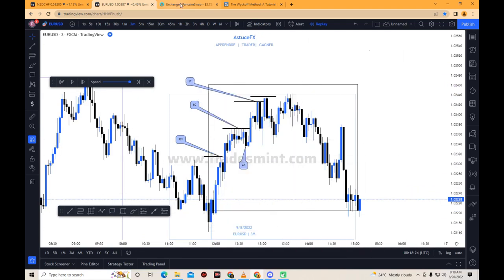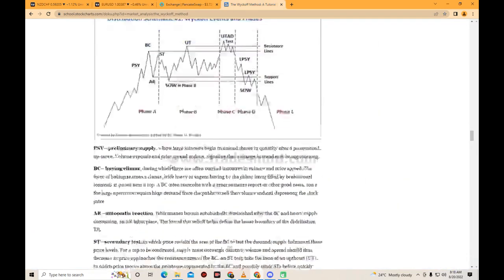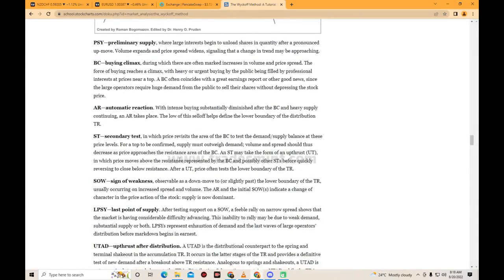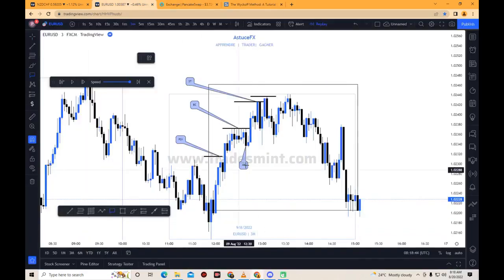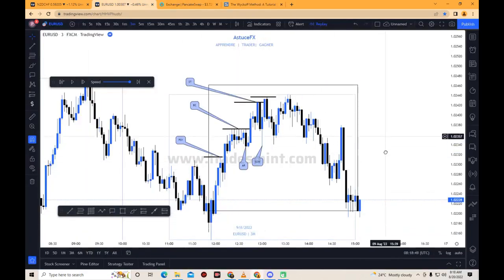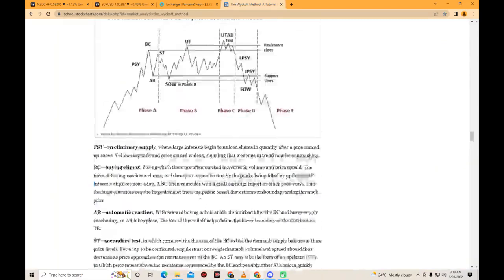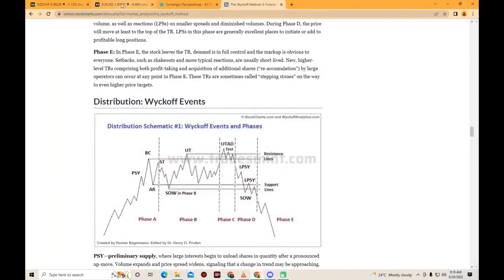Yeah, we have the secondary test. After the secondary test, we have this sign of weakness. Okay, sign of weakness. After the sign of weakness, we have the UT and we have the UTAD.